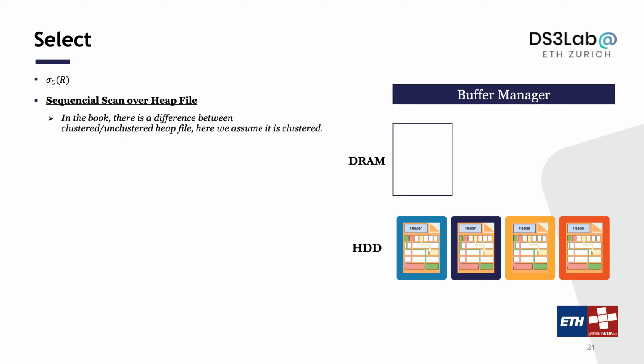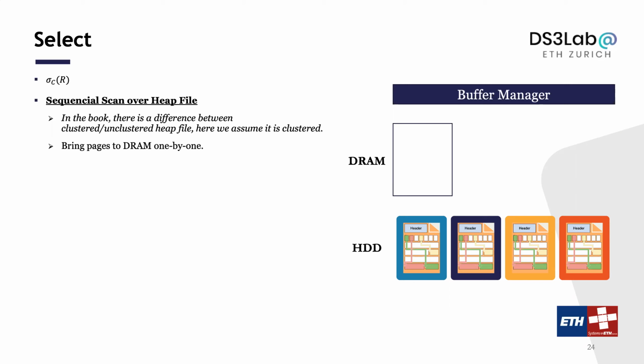In the textbook, there's a difference between clustered heap file and unclustered heap file. In this lecture, for this example, let's assume it's a clustered heap file. That is, all the pages are stored together, and all the tuples are stored together. Whenever I do it, it's a sequential scan. So what should we do?